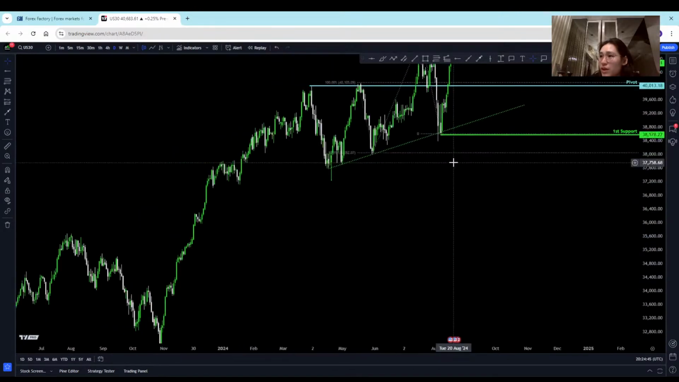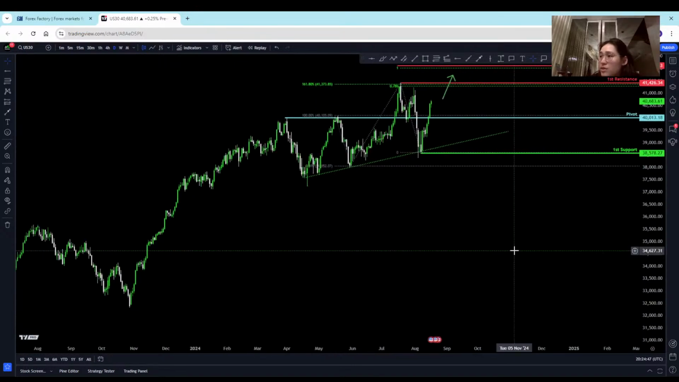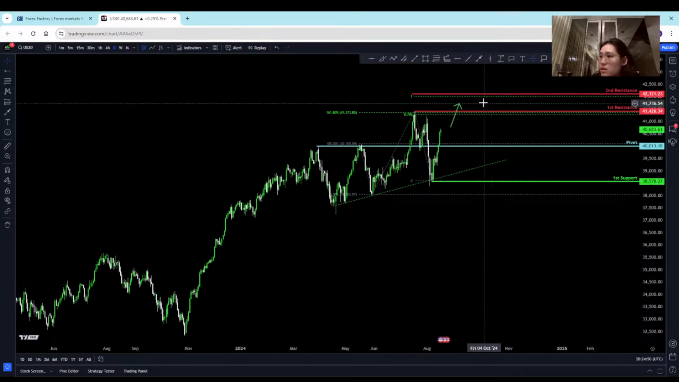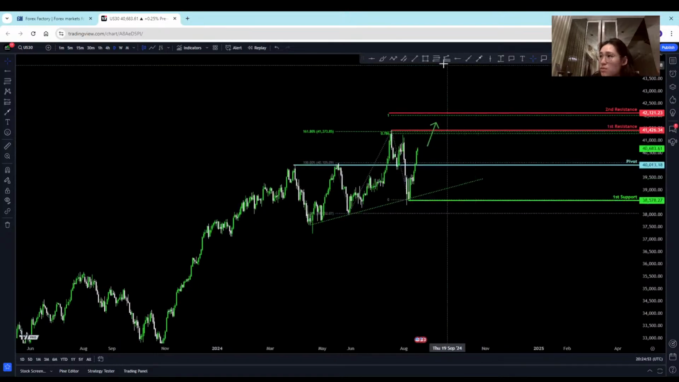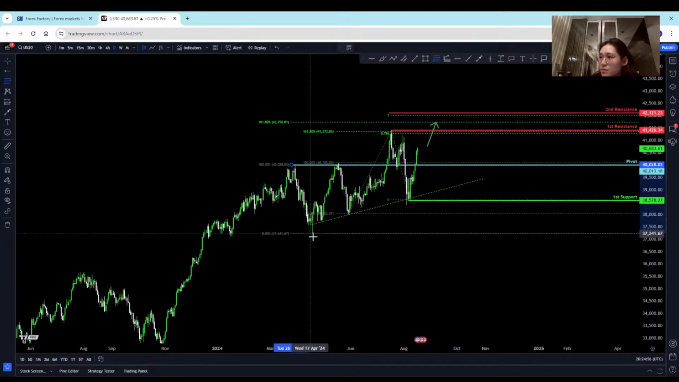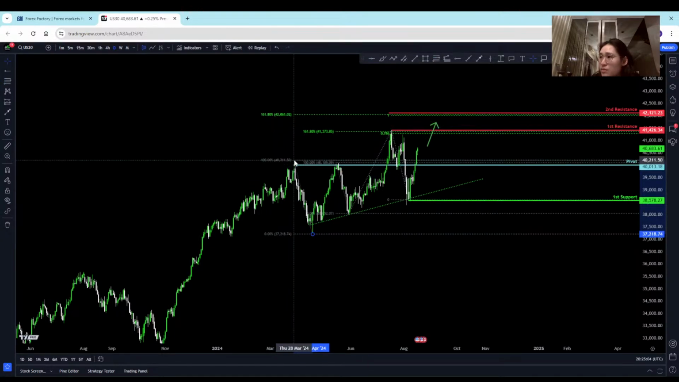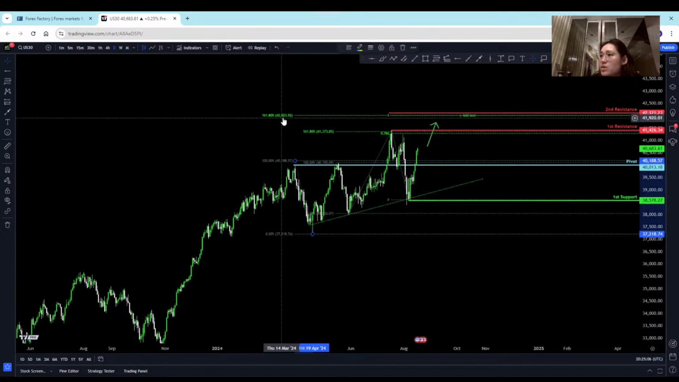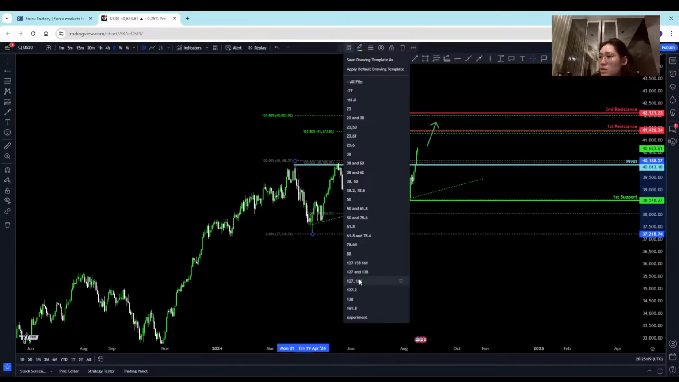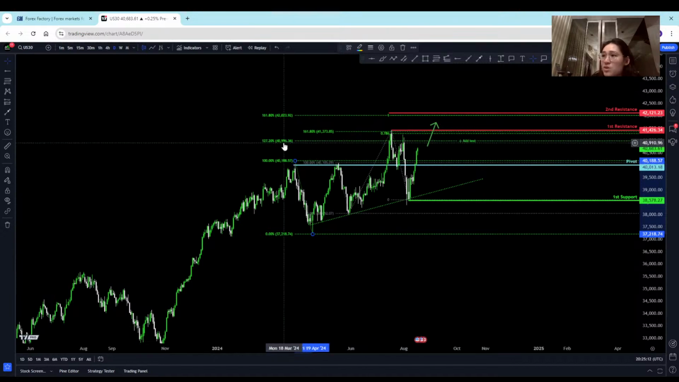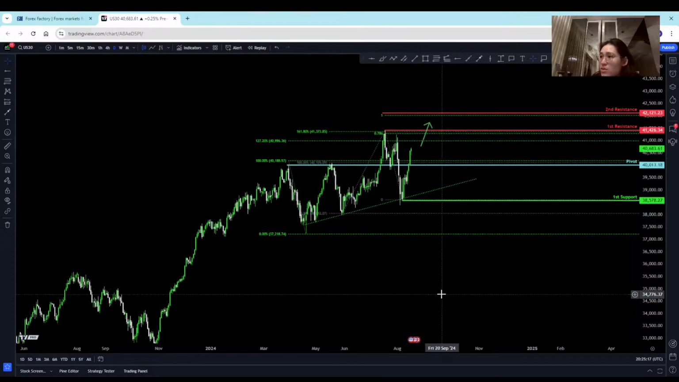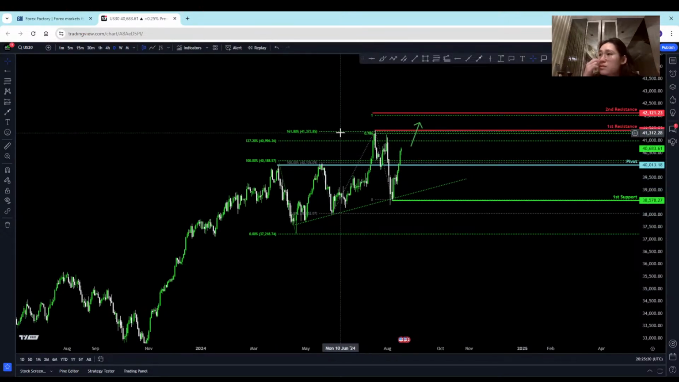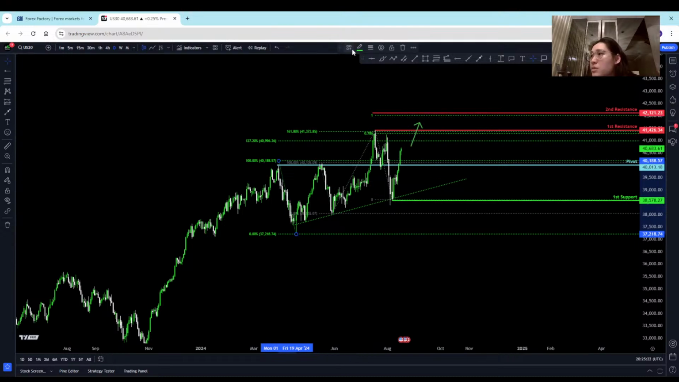Okay, let's see if we can find another Fibonacci level to support this second resistance. Okay, I guess this 161 also lines up. Let's check our 127. Okay, no. So it's no longer valid because price has already broken out of it. So I'll just keep our 161.